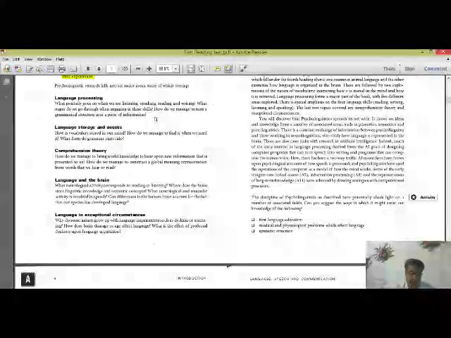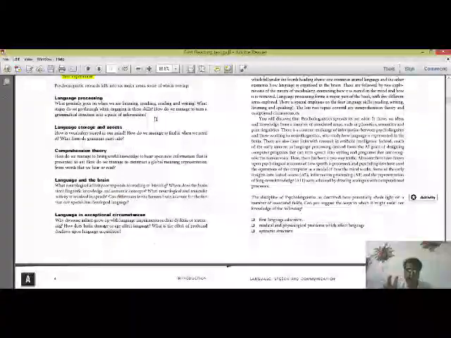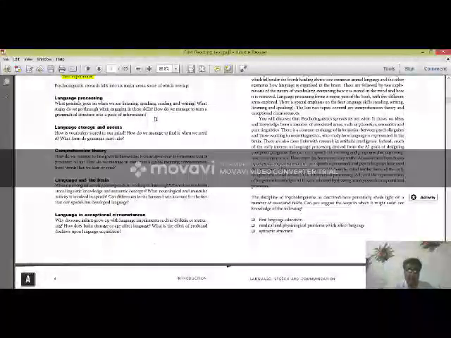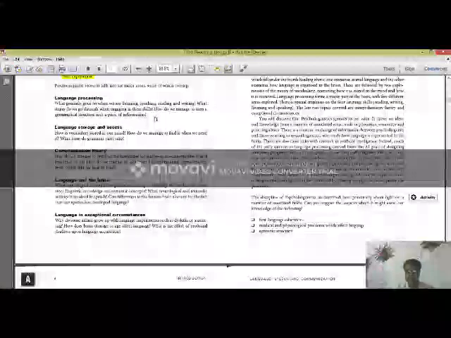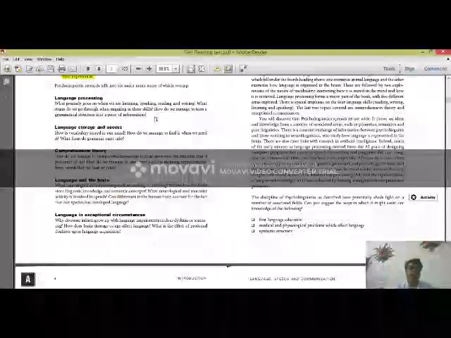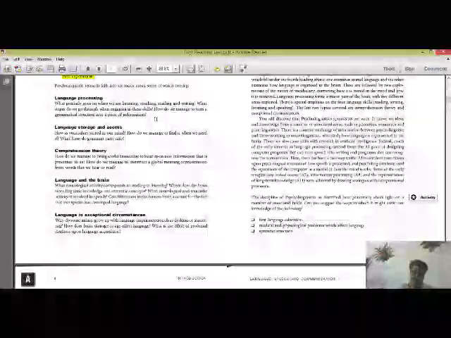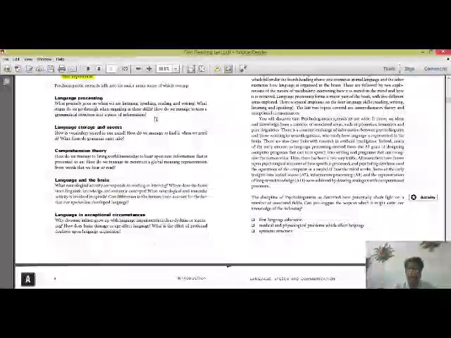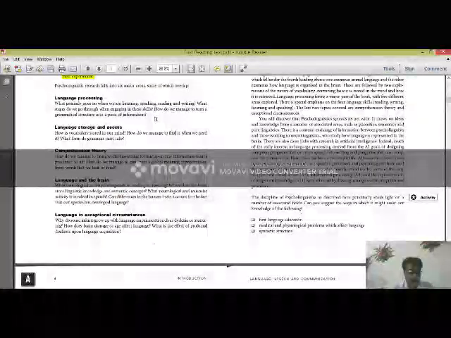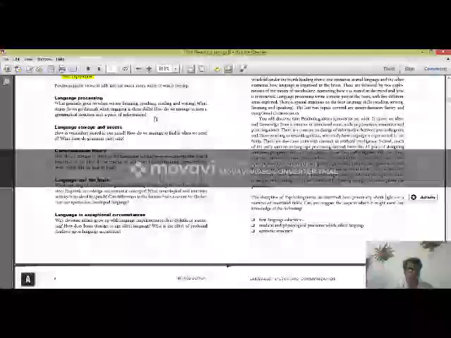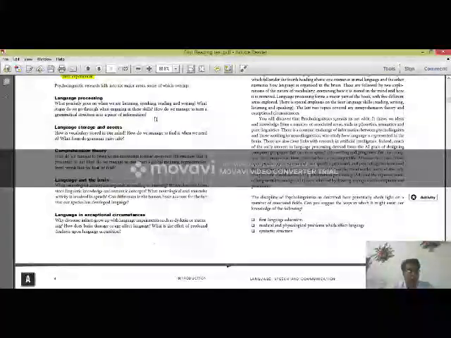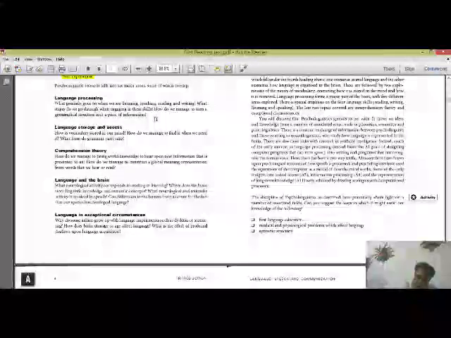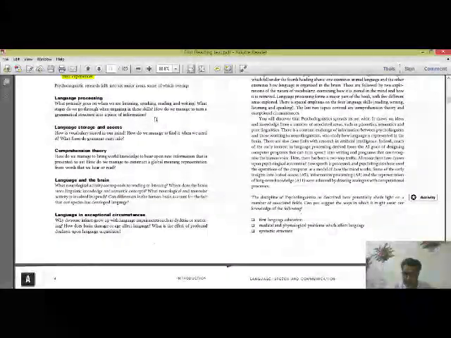Psycholinguistics research basically falls into six major areas, some of which overlap. For example, as I said previously on the slides, language processing falls into this area of psycholinguistics. Language processing: what precisely goes on when we are listening, speaking, reading, and writing? What stages do we go through when we engage in these skills? How do we manage to turn a grammatical structure into a piece of information? All these questions come under the category of language processing.